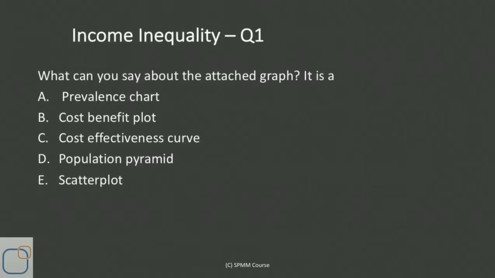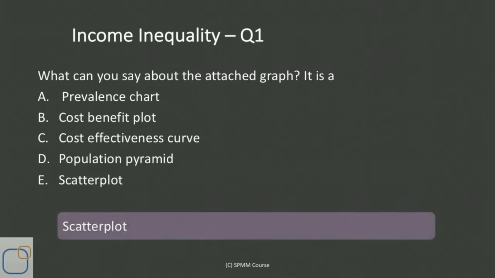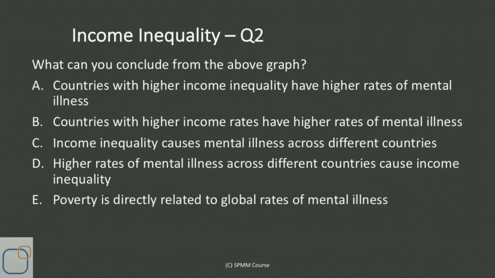What you have here in this question is a scatter plot, because you are plotting two variables x and y against each other, and you're getting a linear function. What can you conclude from the above graph? Countries with higher income inequality have higher rates of mental illness. Countries with higher income rates have higher rates of mental illness. Income inequality causes mental illness across different countries. Higher rates of mental illness across different countries cause income inequality. Poverty is directly related to global rates of mental illness.